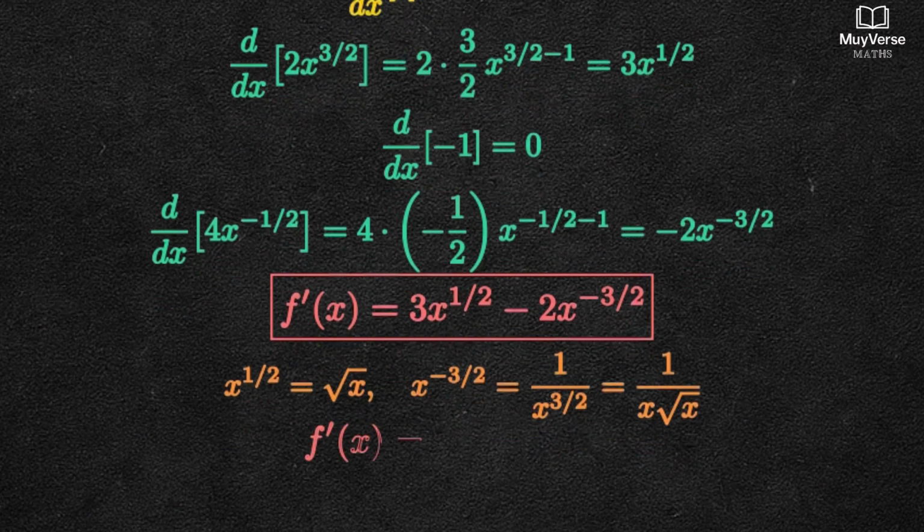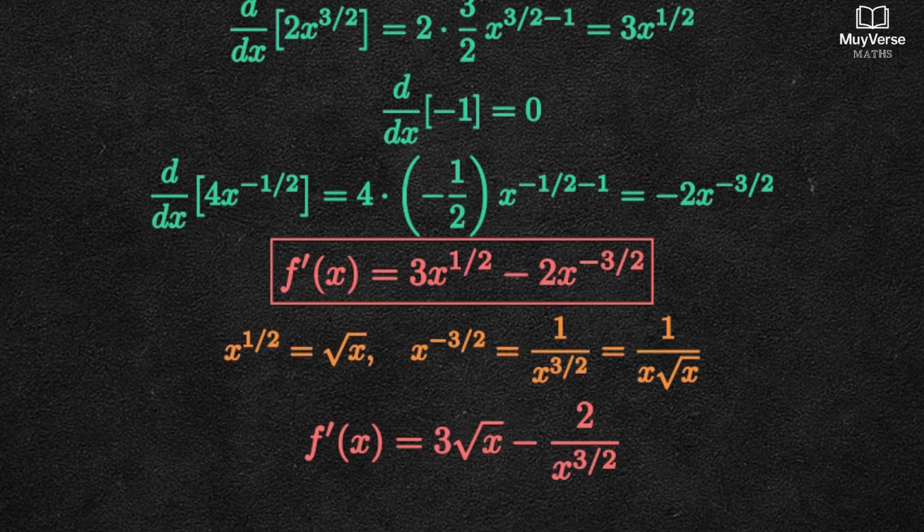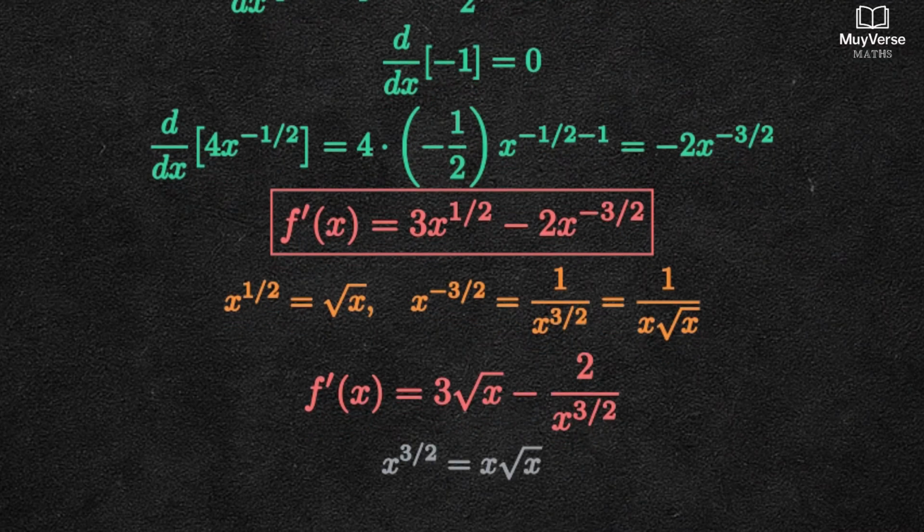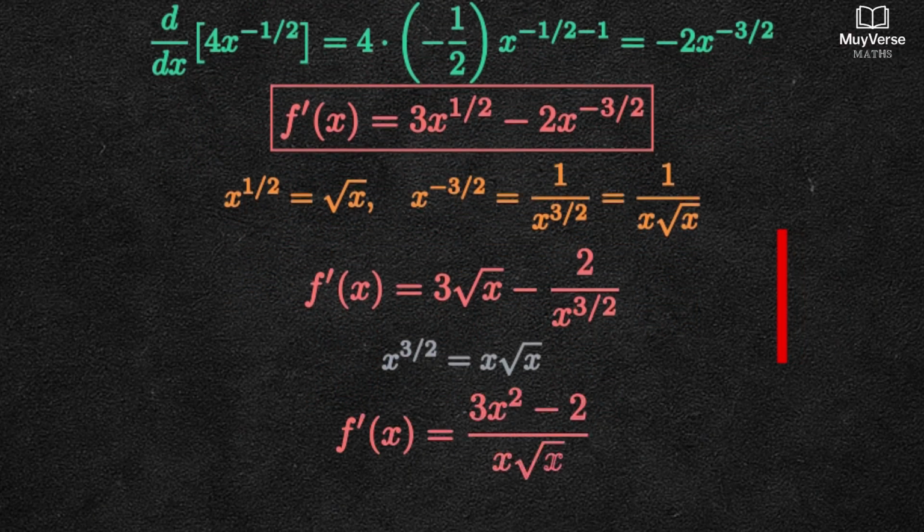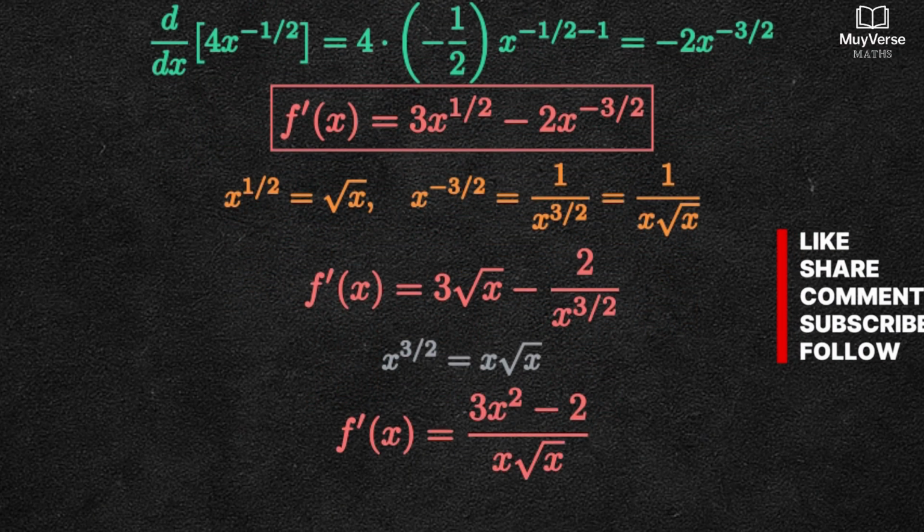Step 4. Present a single fraction form with a common denominator. The common denominator is x to the 3/2, which is x times square root of x. Multiplying the first term appropriately and combining gives f prime of x equals the fraction with numerator 3x squared minus 2 and denominator x times square root of x. Because square root of x is in the original denominator, the domain is x greater than 0. Let's box the final answer.